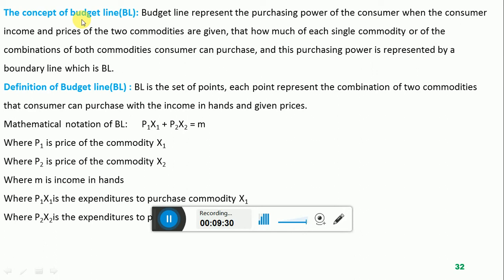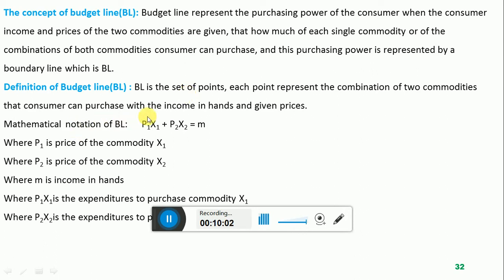So the budget line represents the purchasing power of the individual, that is, how much the individual can purchase when the prices of the goods and services and the income of the individual are given. We can define the budget line as well. The budget line is the set of points where each point represents a combination of two commodities that the consumer can purchase when the prices of the commodities and the income of the individual are given.